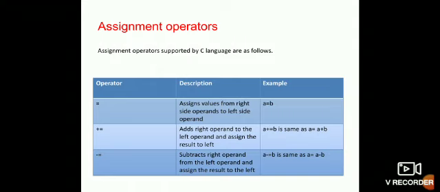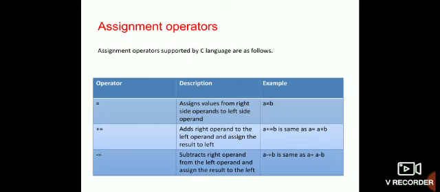Now let's have a look at assignment operators. The first assignment operator is equal to, which assigns the value from the right side operand to the left side operand, that is A is equal to B. So the value of B will be assigned to A. The next assignment operator is plus equal to, which adds the right operand to the left side operand and assigns the result to the left. That is A equals A plus B, which can be written as A plus equals B.